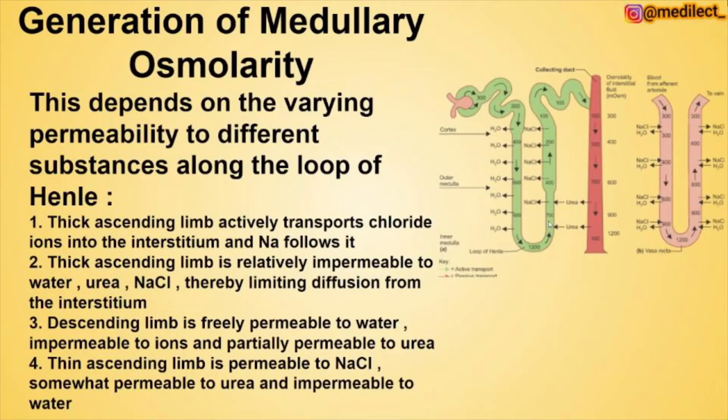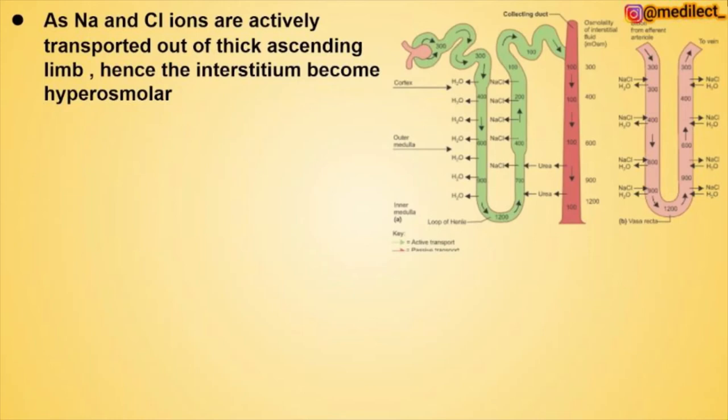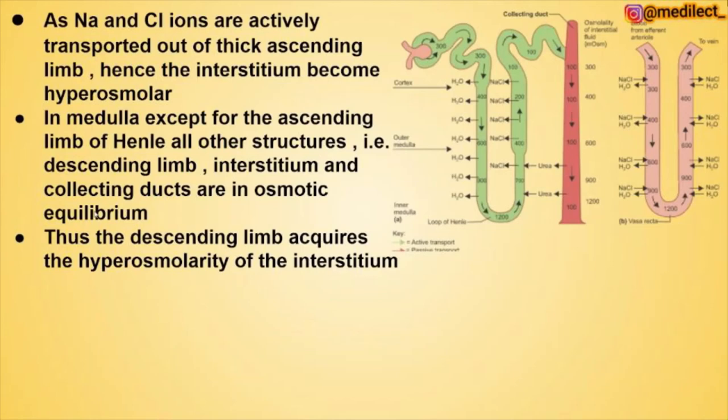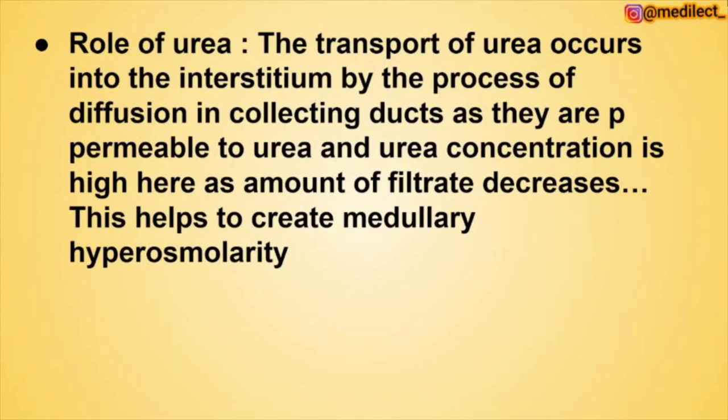As the sodium and the chloride ions are actively transported out of the thick ascending limb, the interstitium becomes what? It becomes hyperosmolar. Now, one more important thing, in the medulla, except for the ascending limb, all the other structures, including the descending limb, interstitium, as well as the collecting ducts, are in osmotic equilibrium. Thus, the descending limb acquires the hyperosmolarity of the interstitium. Now, what is the role of the urea? The transport of the urea occurs into the interstitium by diffusion in the collecting ducts, as they are permeable to urea, and urea concentration is higher here as the amount of the filtrate decreases. This helps to create the medullary hyperosmolarity, which is useful for the countercurrent mechanism.